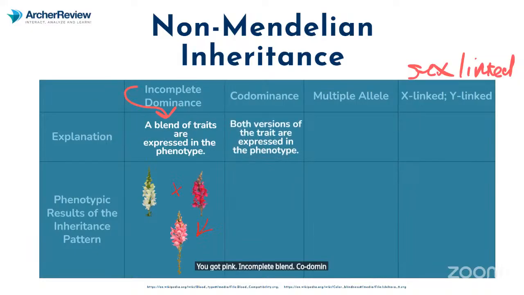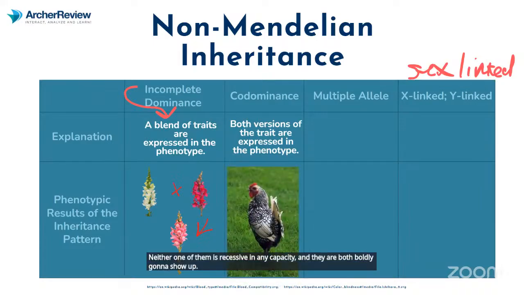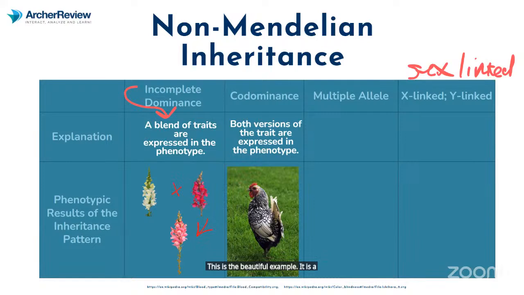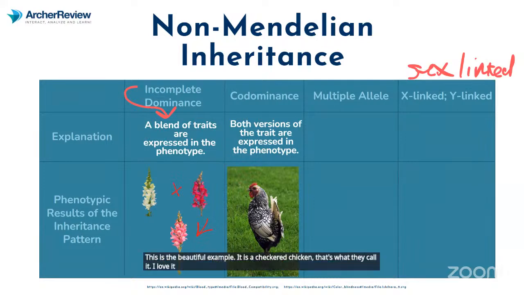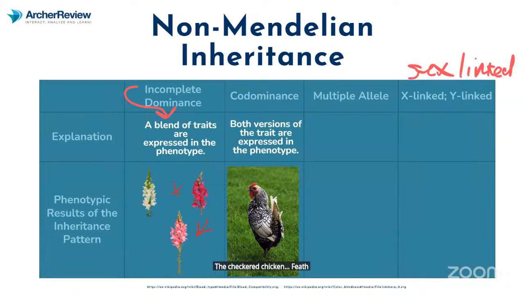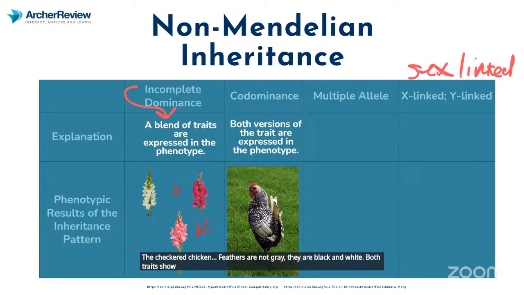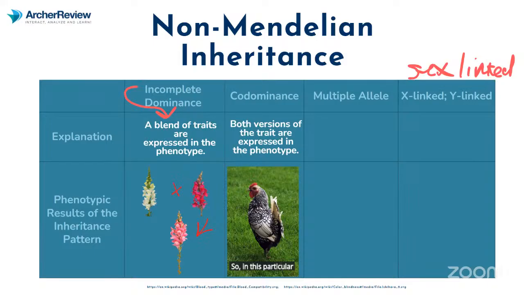Codominance is both versions of the trait will show up. Neither one of them is recessive in any capacity, and they are both boldly going to show up. This is the beautiful example. It is a checkered chicken. That's what they call it. I love saying that. I don't know why. The checkered chicken feathers are not gray. They are black and white. Both traits show up. So in this particular species of chicken, if you breed the black version with the white version, all of their offspring will be checkered.